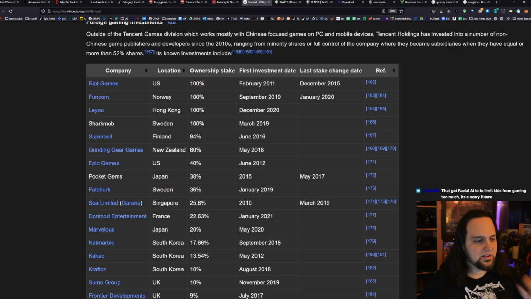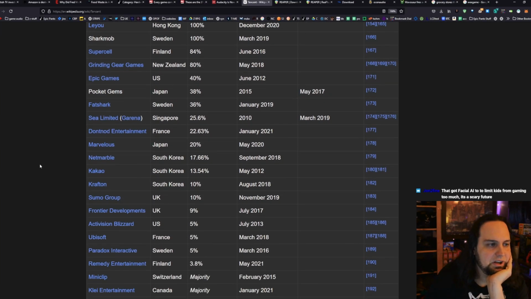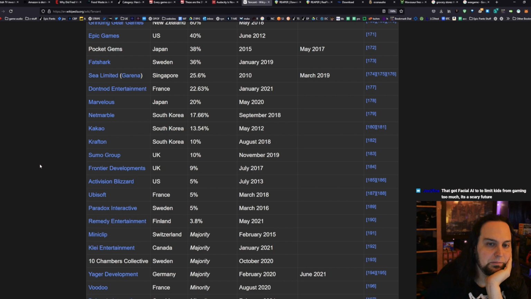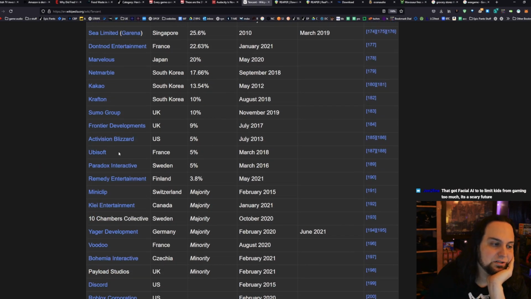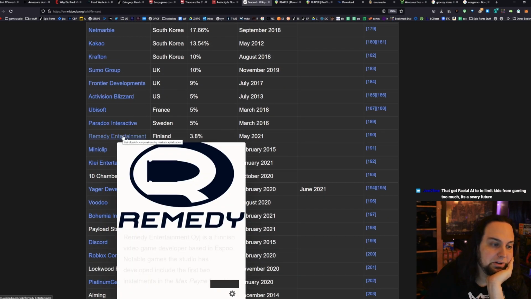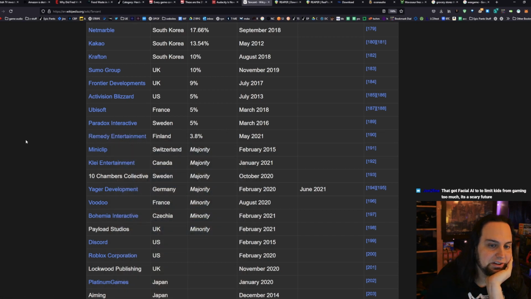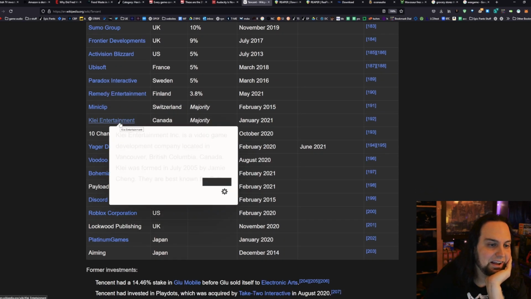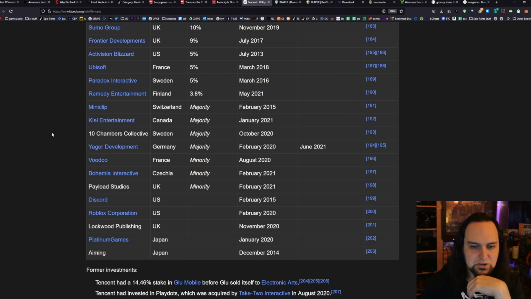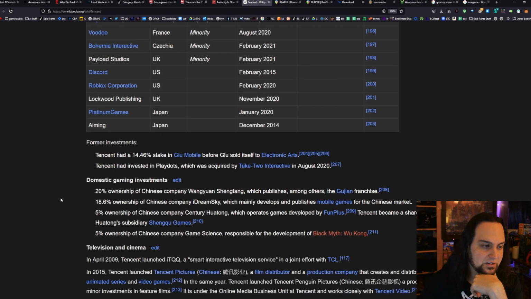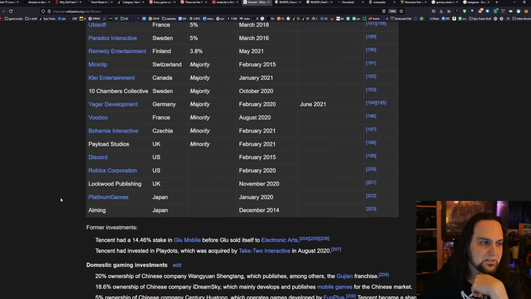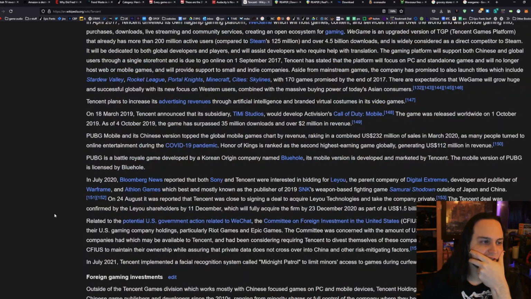So, all right, scrolling down this list here. Tencent also has the most profitable game in history. Paradox, Remedy. Holy shit, they own part of Remedy. Klei. So Klei makes Mark of the Ninja and a few other things. You seeing all this? Are you seeing all this? So yeah, it's pretty insane.